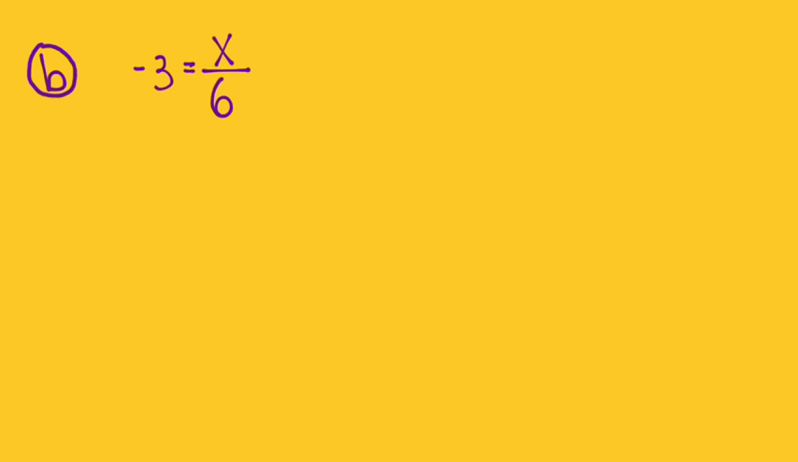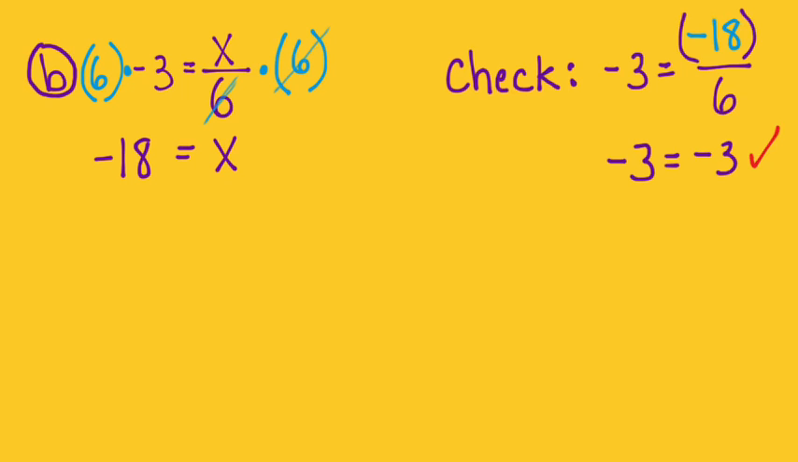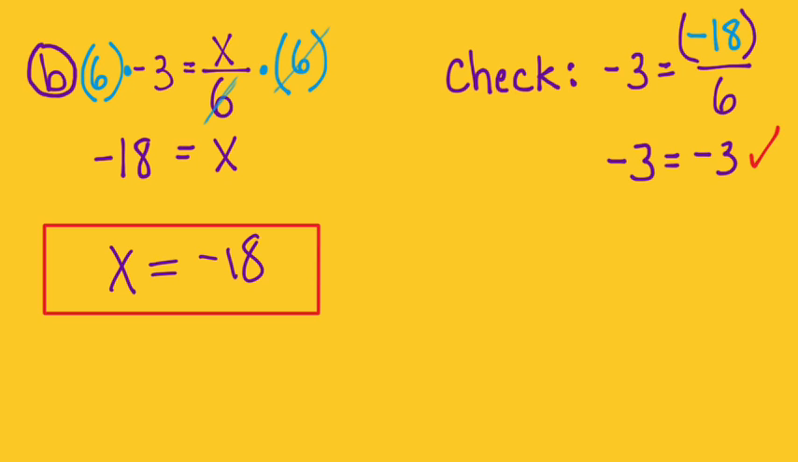On our second example, I have -3 equals x divided by 6. Because I need to isolate x, make it go by itself, I need to get rid of that 6. Because it's divided by 6, I use the inverse operation of multiplying. So I multiply both sides by 6, and I get x equals -18. And I get -18 because a positive times a negative is a negative.